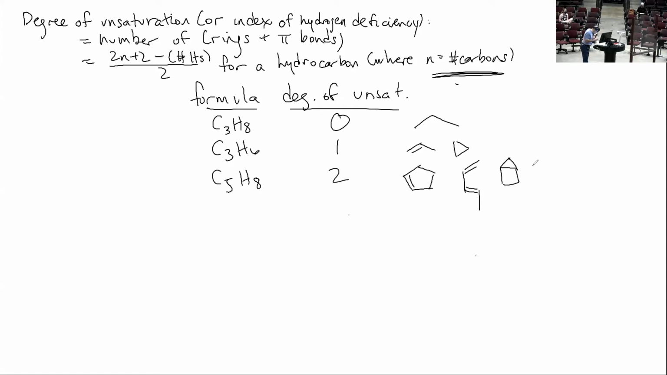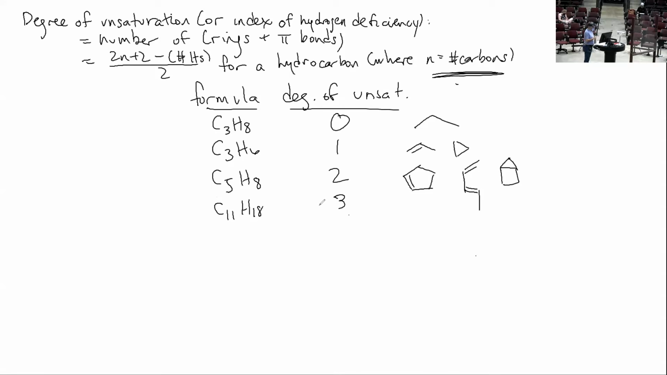Let me do one more that's maybe a little bit bigger. What about C11H18? So 2 times 11 is 22. 22 plus 2 is 24. 24 minus 18 is 6. 6 divided by 2 is 3. So that means we've got a grand total of 3 when we add up rings and pi bonds.